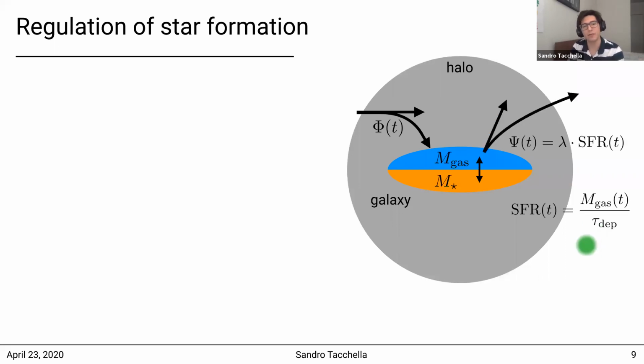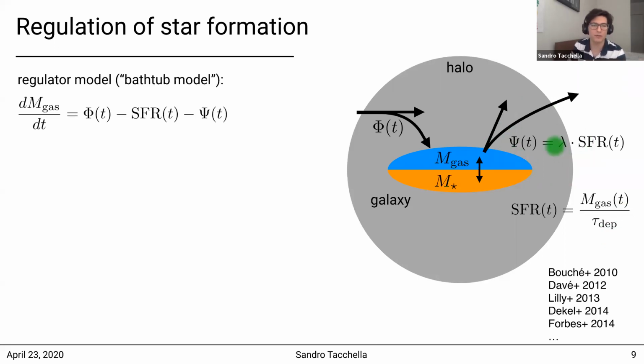And then we can write something for the outflow of the gas reservoir. There are winds, usually from stellar feedback or even from AGN. And we can assume, for example, that this outflow rate is proportional to the star formation rate via the mass loading. If we now write down an equation for the conservation of mass for the gas reservoir, we end up with what people usually call the regulator model or a bathtub model. So why is this called the regulator model? You can basically see from this picture that when the inflow rate goes up, the gas mass in the reservoir goes up as well, and therefore also the star formation rate becomes larger.